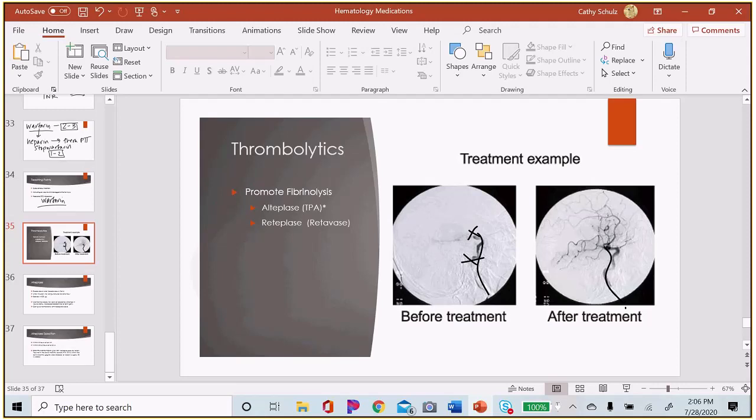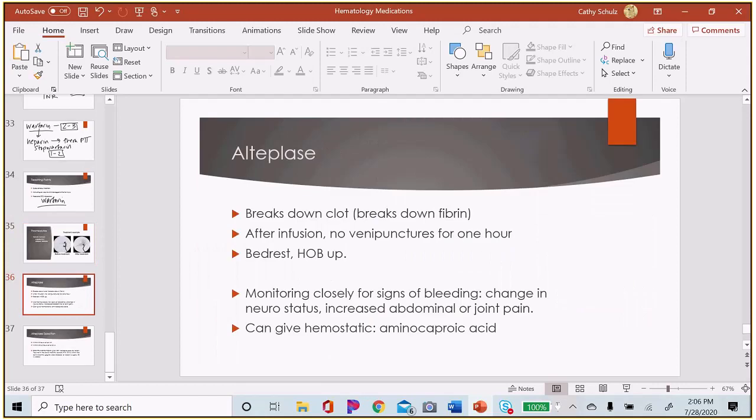So tissue plasminogen activator means that we're activating plasminogen to plasmin, and plasmin is the stuff that can break up the clots. So our body has its own natural tissue plasminogen activator. We can give the synthetic kind, which is Alteplase. So it'll break down the clot because it breaks down the fibrin. But now this patient is at increased risk for bleeding because we gave this medication, which is breaking down clots.